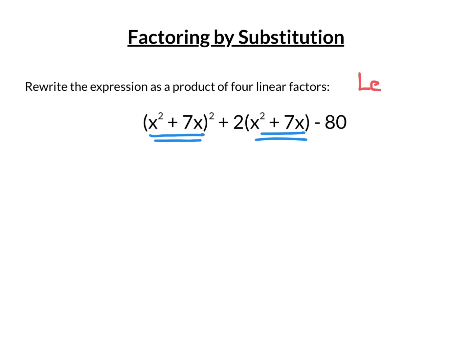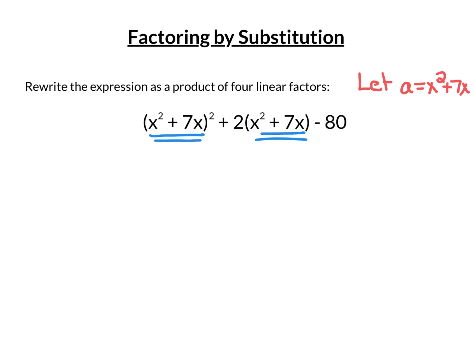Let a equal what I just underlined, the x squared plus 7x. I'm going to let a represent what they have in common right here. So let a equal x squared plus 7x. Now think about it. See how we see an x squared plus 7x? Can I replace that with an a? So I'm going to rewrite this as a squared plus 2 times a minus 80.